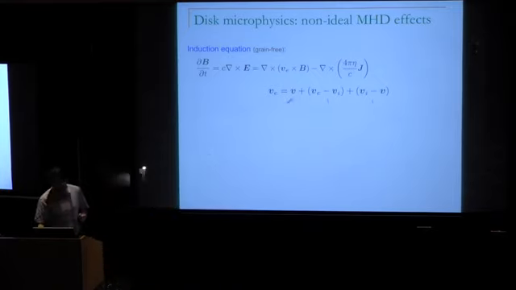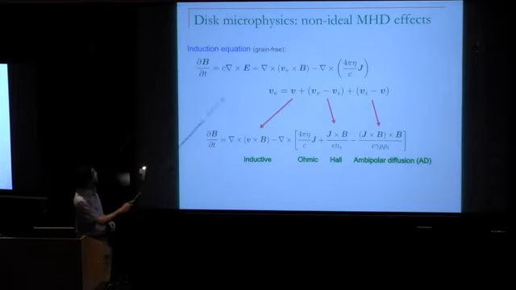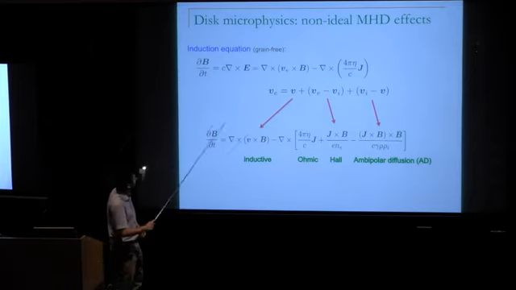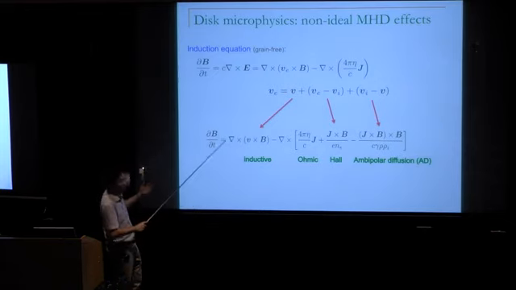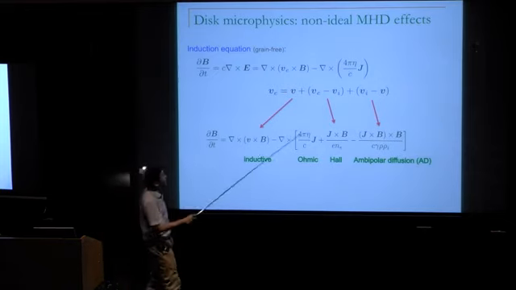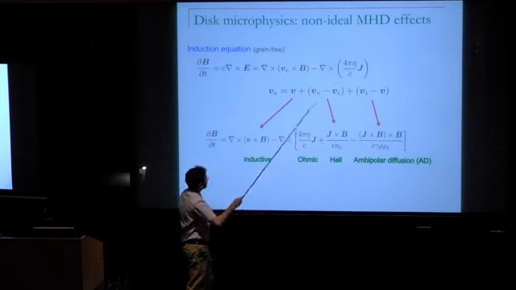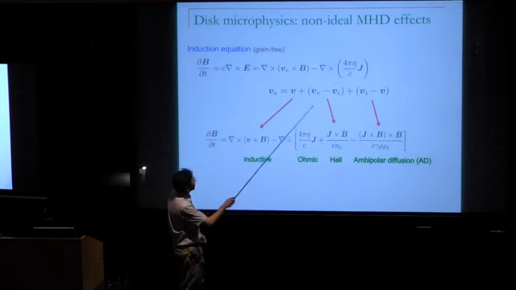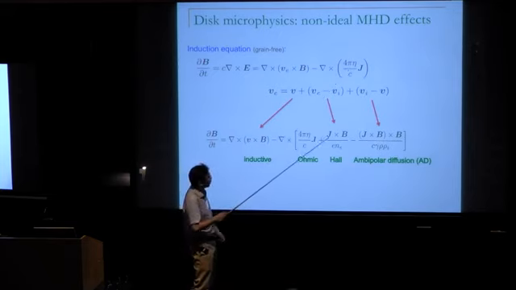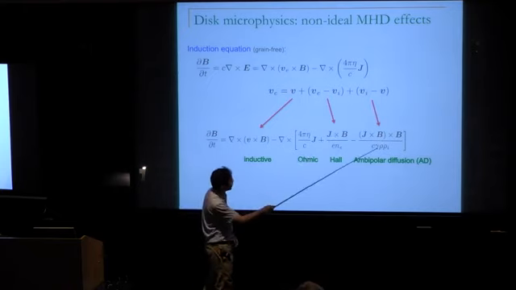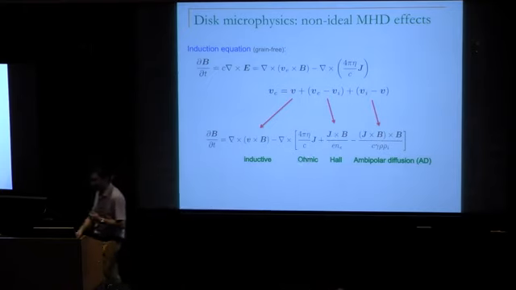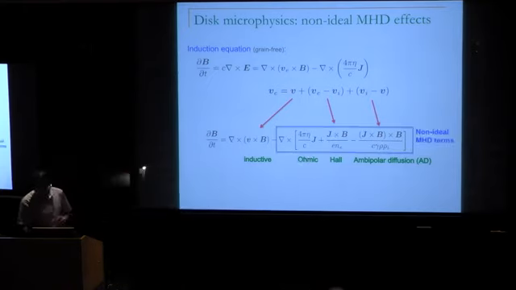And when you plug them back in, this induction equation is split into, now you get this more familiar inductive term, that's the ideal MHD term. Then you get these three extra terms. This one is just copied from here, the ohmic resistivity. And then the electron-ion drift gives you the Hall effect, and the ion-neutral drift gives you this ambipolar diffusion.